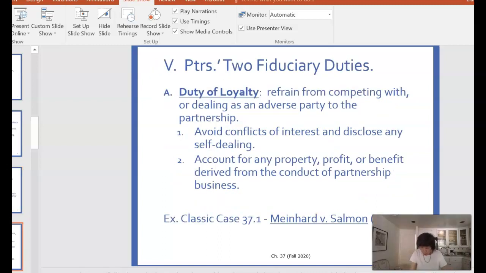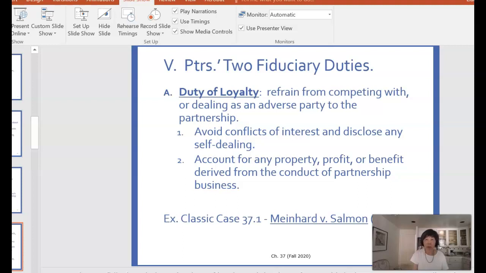Right. We're going to look now at two fiduciary duties that partners owe to the partnership. Now, the word fiduciary, that might be a little new to you. All right, and I think of it this way.